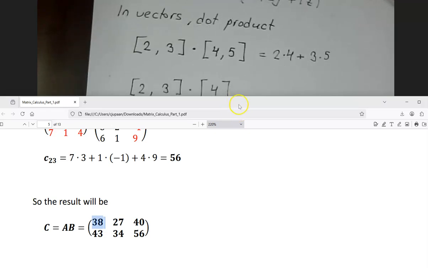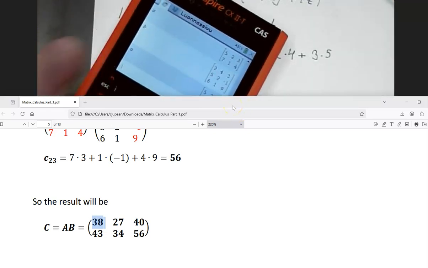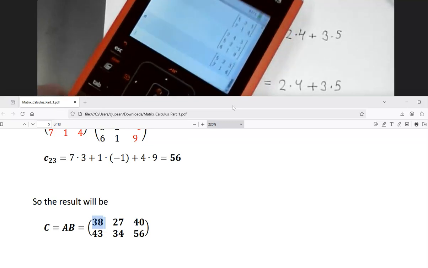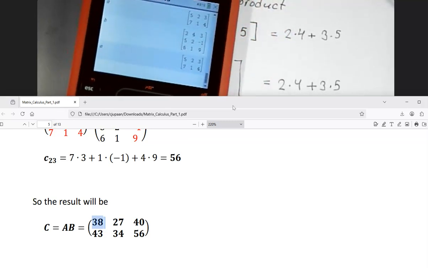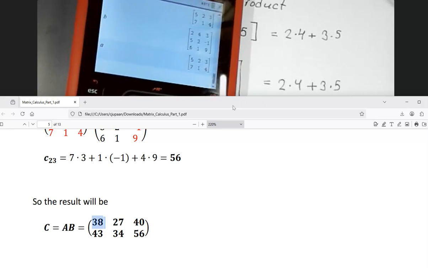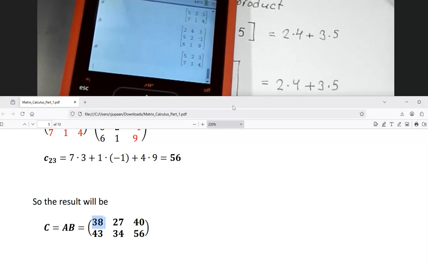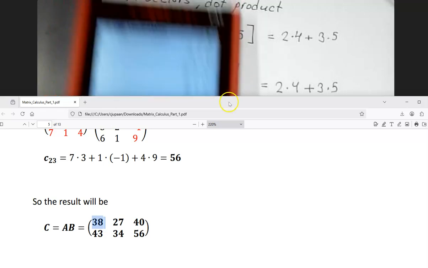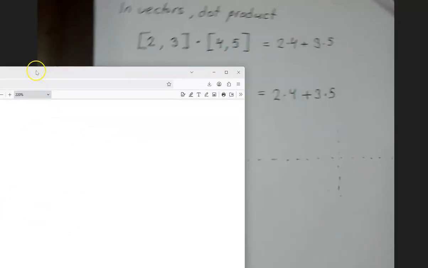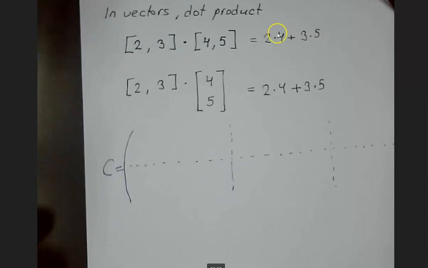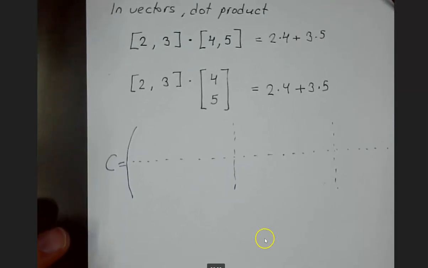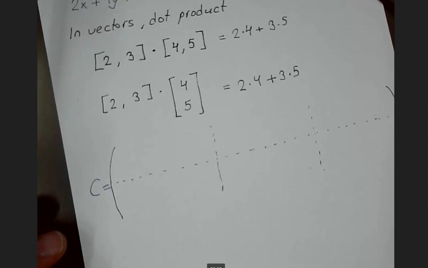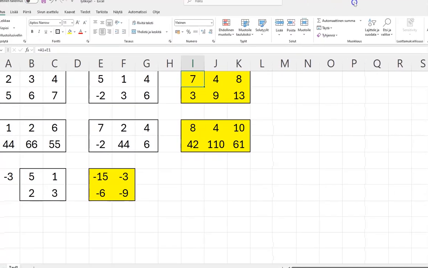So as I told, I use this calculator only to show that in many mathematical programs you use the matrix calculation in a very similar way as we do with this calculator. But then let's check how to use Excel in matrix multiplication.